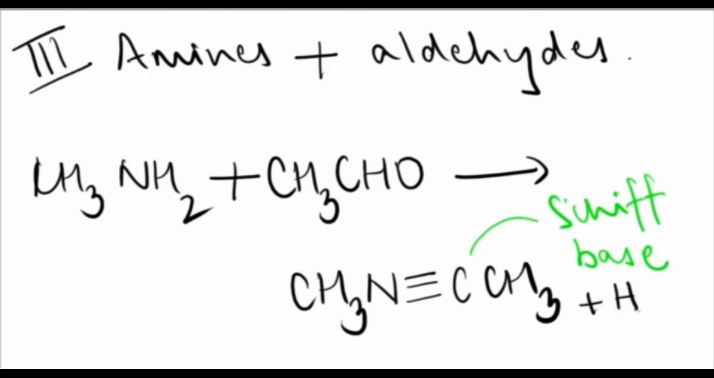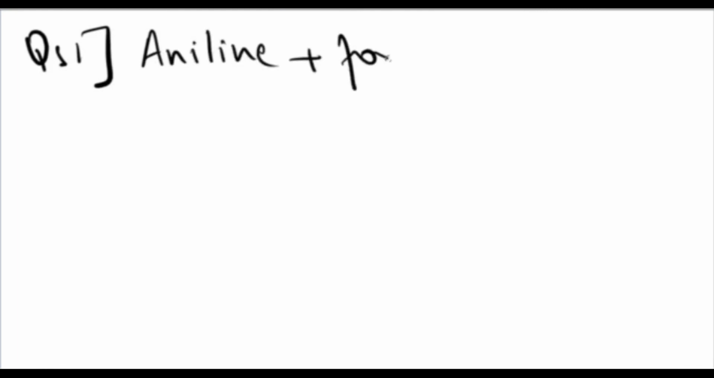That is it for today's video. Now we will move on to homework. So my first question is, show me the reaction between aniline and formaldehyde. So you know the structure of formaldehyde, it is C1, and aniline I'll show you because I haven't taught you. So aniline is an amine group attached to a benzene molecule.